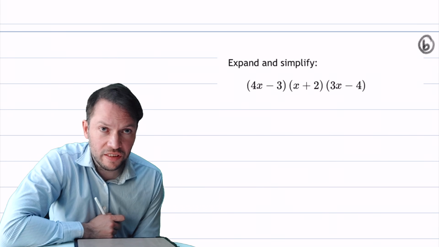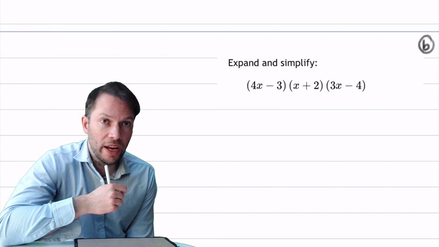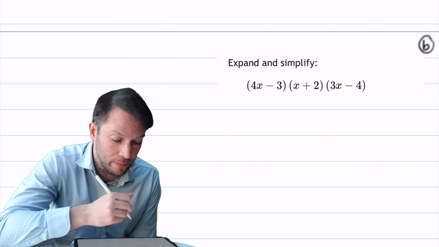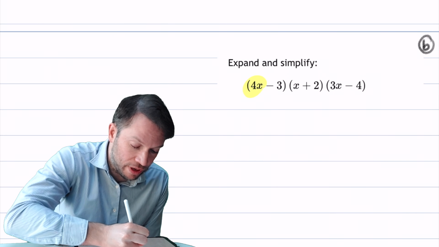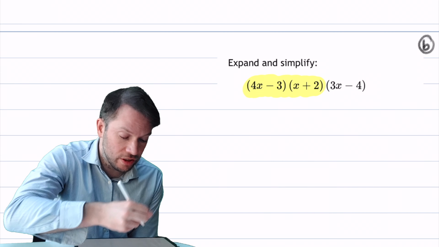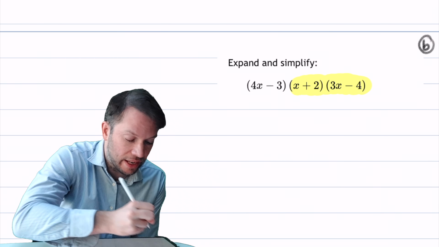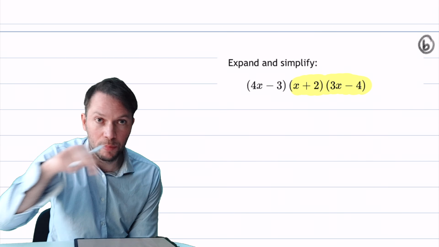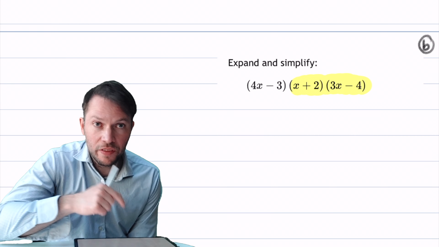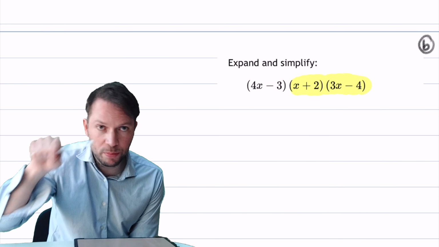In this video, we're going to expand out 3 brackets. Now the key here is just to multiply out 2 brackets at a time. So we could either do the first bracket multiplied by the second bracket and then multiply that result by the third, or we're going to do the second bracket multiplied by the third bracket and then multiply that by the first bracket. And I personally prefer this way round, where we multiply the second and the third bracket and then multiply that by the first.